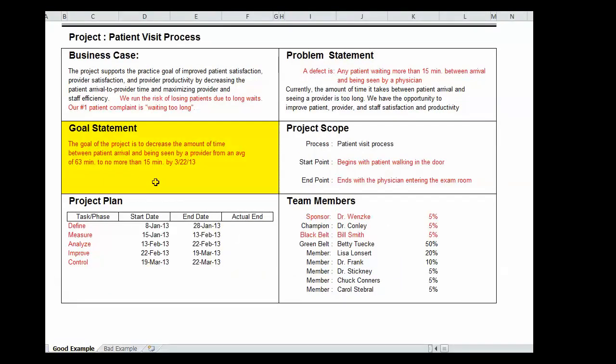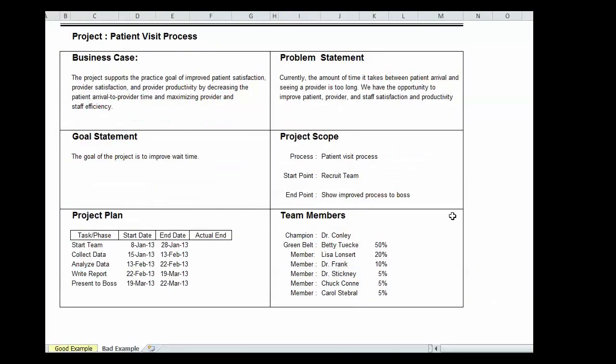The goal of the project is to decrease the amount of time between patient arrival and being seen by a provider from an average of 63 minutes to no more than 15 minutes by March 22nd. Again, we would have some data perhaps that backs up that 63 minutes. If we didn't have that, we would put in baseline or TBD.